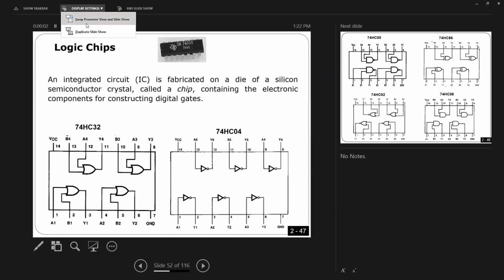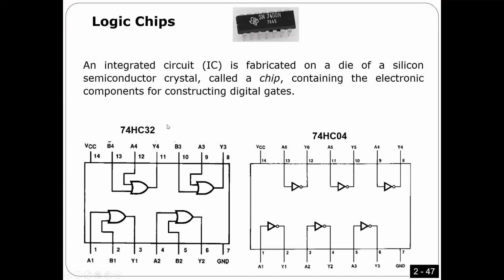Okay, swap here. So here, for every chip you have, you are going to use chips like this one, logic chips. For every chip, there is what we call a data sheet. I have posted on iLearn the data sheet for all the chips you have. Very important to read the data sheet. The data sheet is going to give you every piece of information you need about the chip.